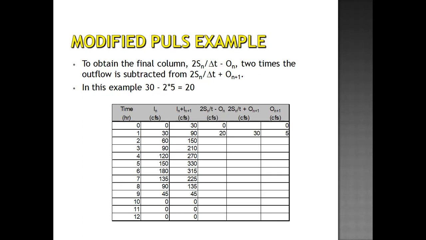At 1 hour: 30, 90, 20, 35. Second hour: 60 and 150. Third hour: 90 and 210. Fourth hour: 120 and 270. Fifth hour: 150 plus 330. Sixth hour: 180 plus 350. Seventh hour: 135 plus 225. Eighth hour: 90 plus 190 and 135. Ninth hour: 45 plus 45. The 10th, 11th and 12th hour values are 0.